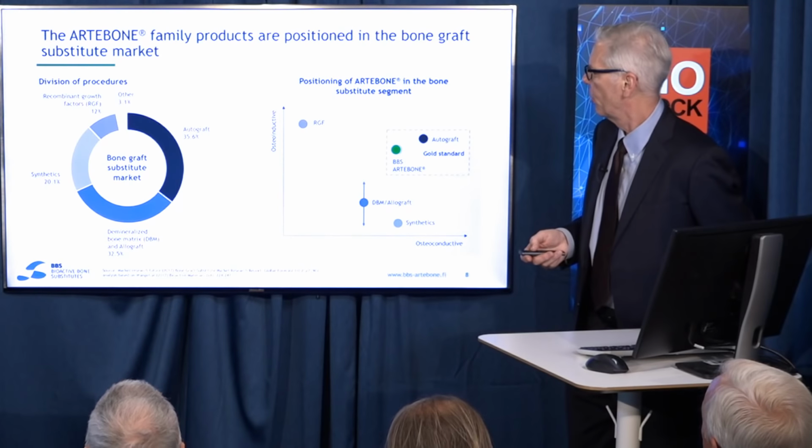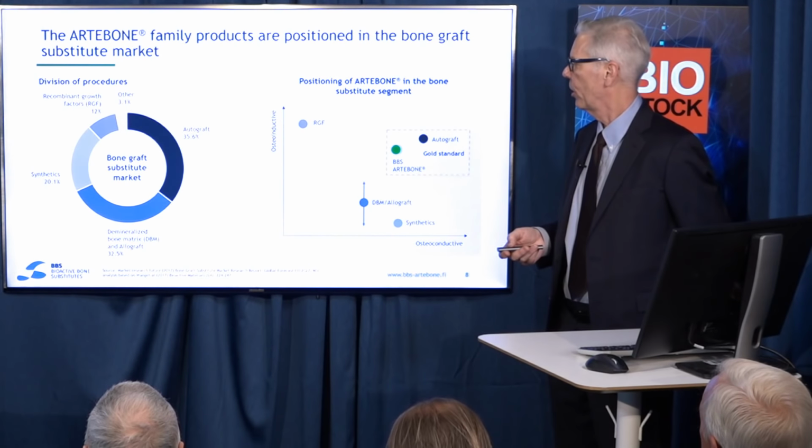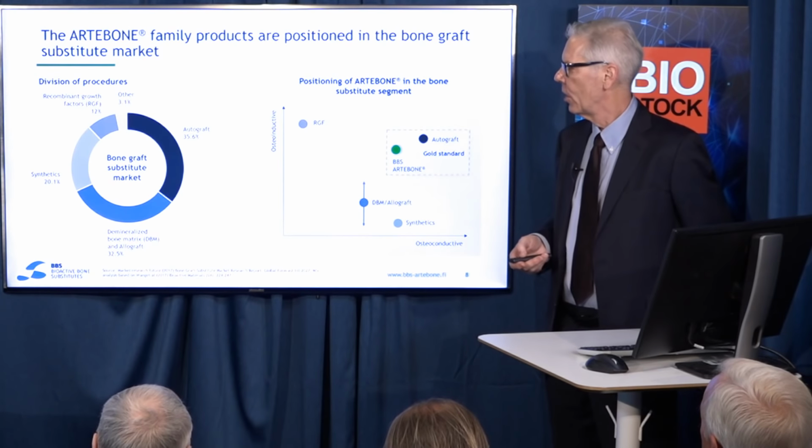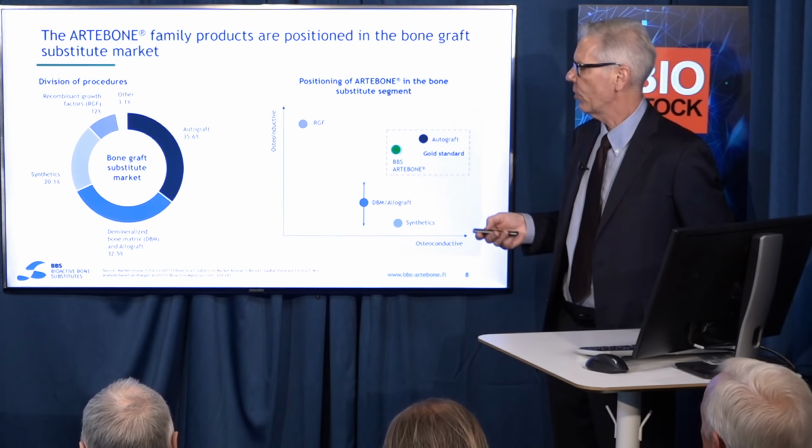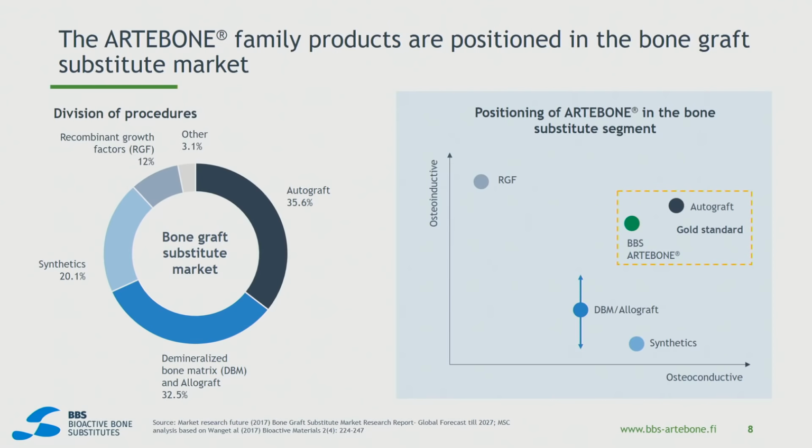So this is the market position of the ArtBone family products in the bone graft substitute market. The autograft still comprises about a third of the clinical procedures done, still considered the gold standard. The bottom segment there, the demineralized bone matrix and allografts, are all derived from human donor bone. A significant problem with this segment is that the FDA requires that each lot of product be specific to each human donor. So these products vary widely in quality and consistency.